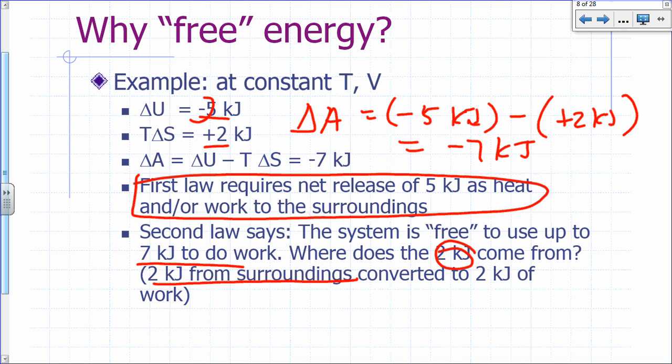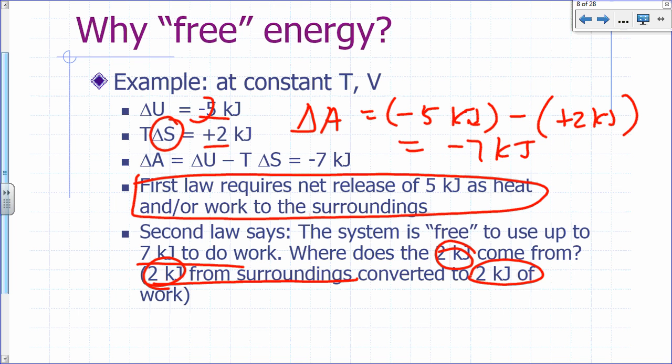So the system can draw, according to the second law, because the system was good, its entropy went up, it's allowed to borrow 2 kilojoules from the surroundings and dump it back out to the surroundings as work. So 2 kilojoules from the surroundings can be converted to 2 kilojoules of work back to the surroundings. So the net energy change is still going to be negative 5. But as a result of the entropy of the system increasing, it's allowed to do more than 5 kilojoules of work.